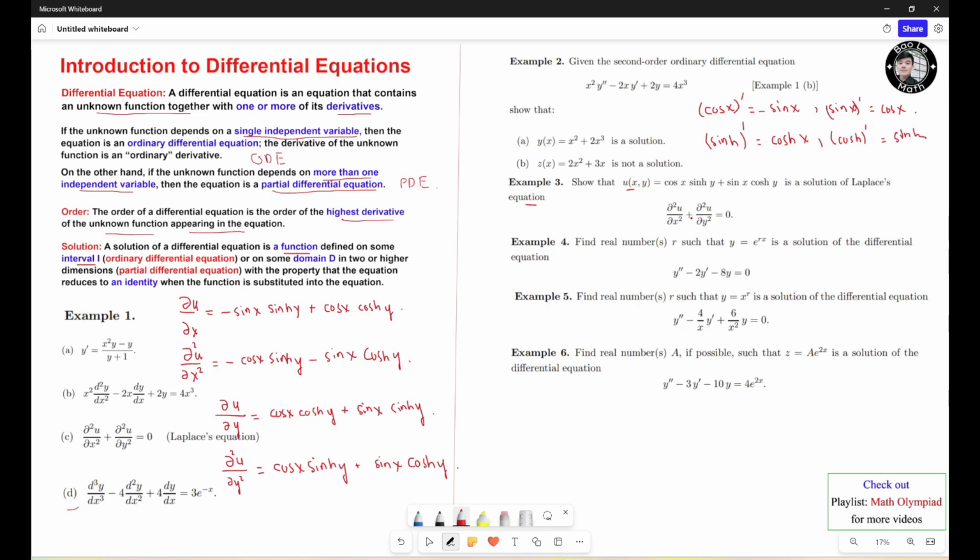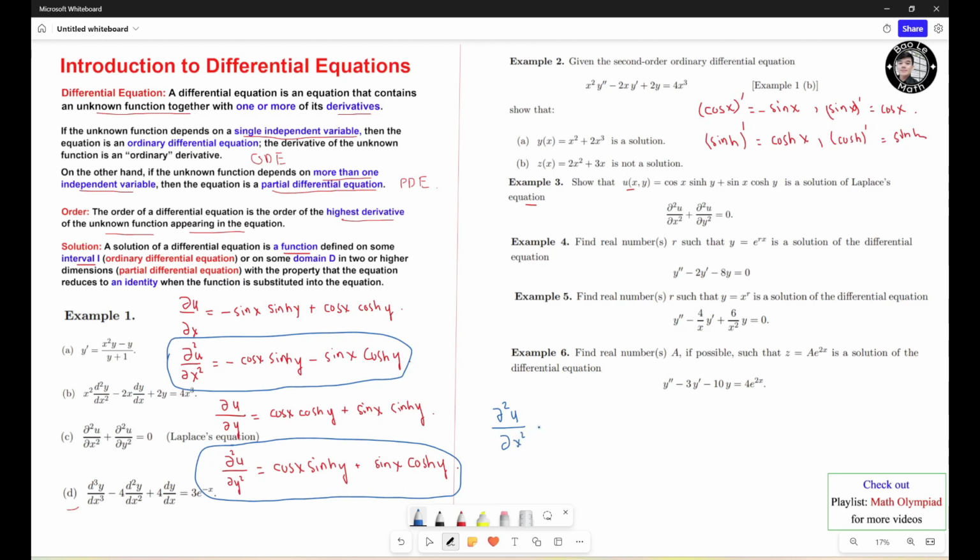Alright, so we need to add this guy up to see if it's equal to 0. The second derivative of u with respect to s plus second derivative of u with respect to y equals this guy and this guy. You see that they're opposite, you add them up, it's gonna be 0. This guy and this guy are opposite, add them up, it's gonna be 0. So the answer is 0. So it's yes.